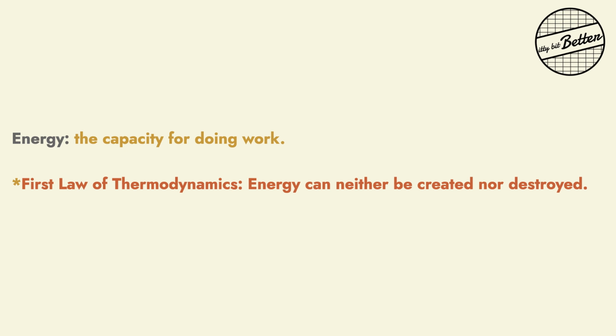So if work is the measure of energy transfer, then energy is the capacity for doing work. And if we remember from physics in high school, we know that energy can neither be created nor destroyed. As we talk about energy, I actually want to talk quickly about the 2 different states of energy and then the 6 different forms of energy.